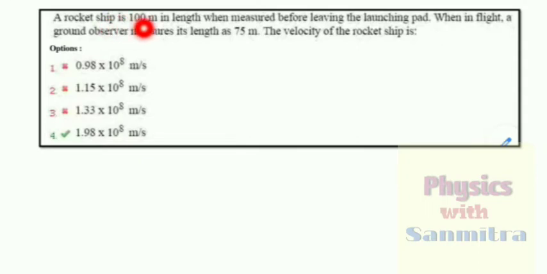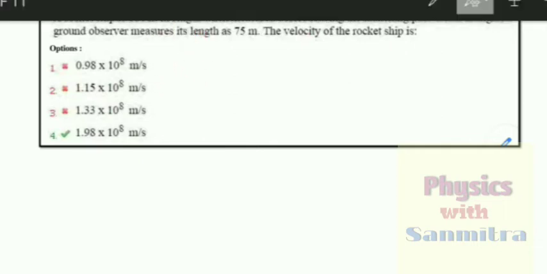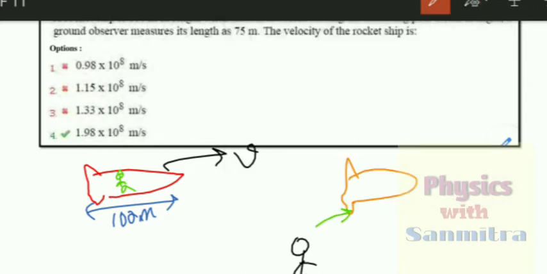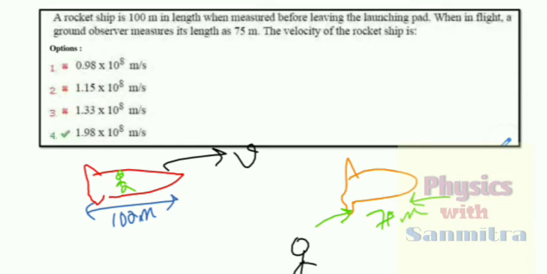A rocket ship is 100 meters in length when measured before leaving the launching pad. When in flight, a ground observer measures the length to be 75 meters. The velocity of the rocket ship is? See, this is the problem of length contraction. For the person inside the rocket, the length is 100 meters. But as the rocket is moving with a certain velocity, the person standing on the ground will measure that this length is actually contracted. This length that this person finds is 75 meters. So this is the problem of length contraction, and we have to find the velocity of the rocket ship.